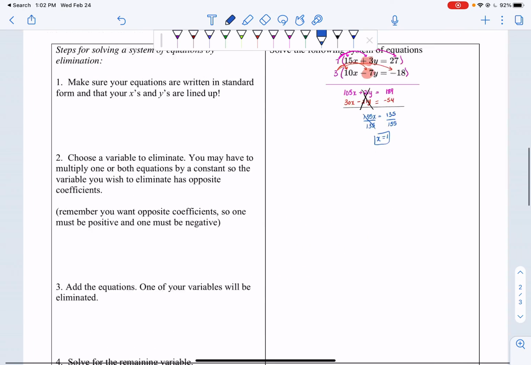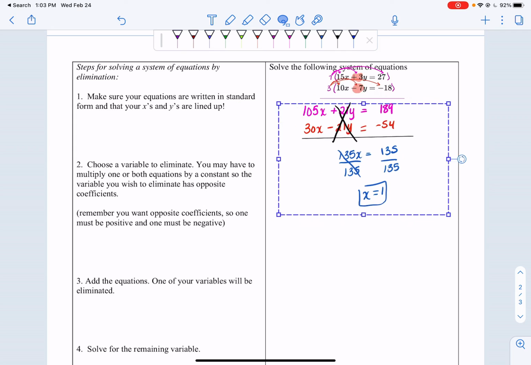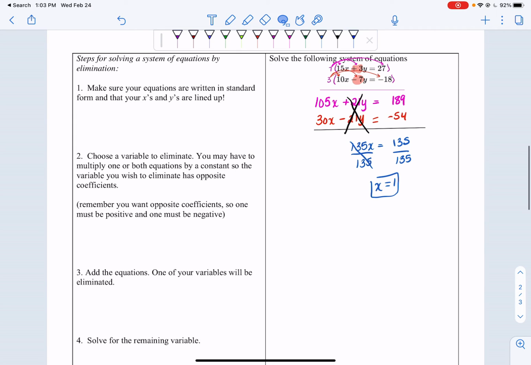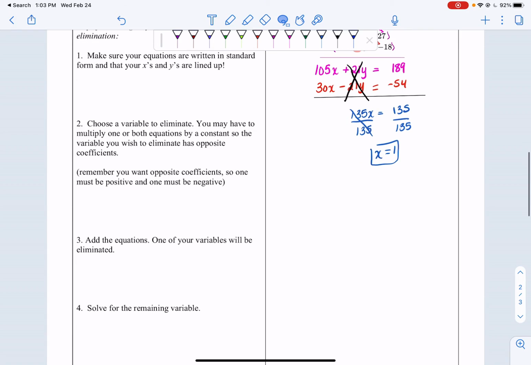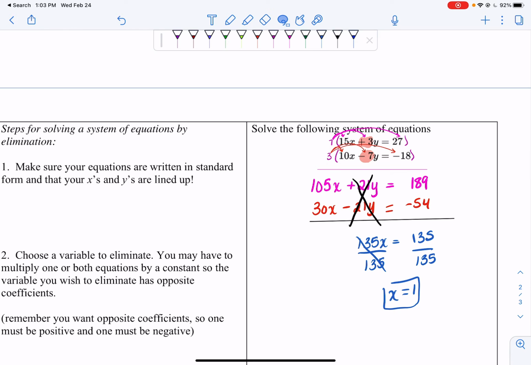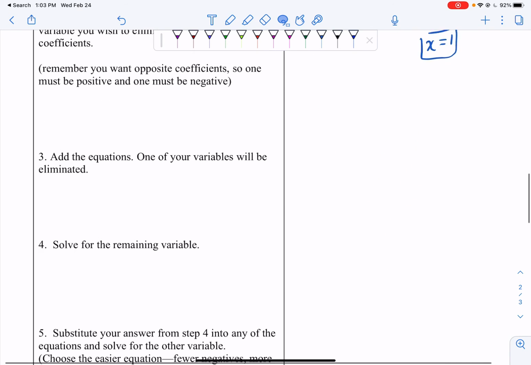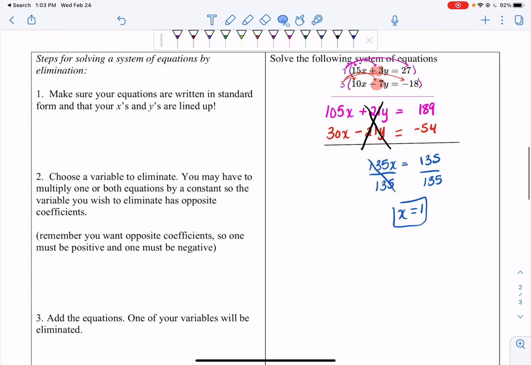So now that I added equations, my variable was eliminated. So I'm going to make this a little bigger now. And I solved for x. Step 4 says I got to solve for my remaining variables. So what we're going to do now is we're not going to use these equations we just created. We're going to go back to the original problem and use one of those equations. So we now need to ask ourselves, which equation do we want to substitute into? Do we want to substitute into equation number 1 or equation number 2? Personally, I would use equation number 1 because it's all positive.